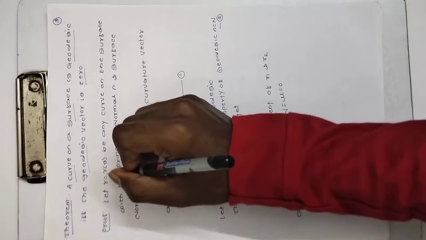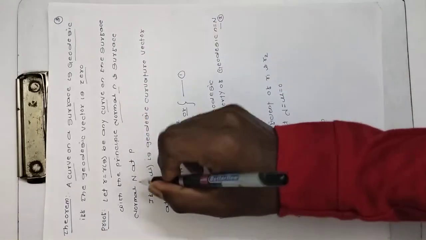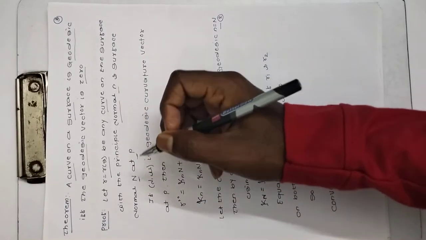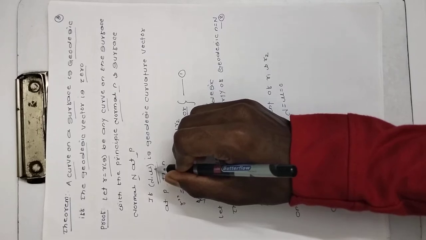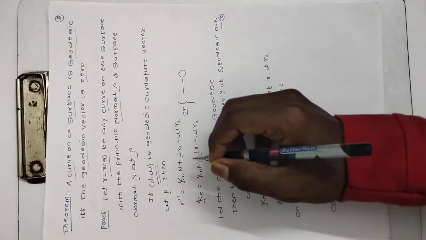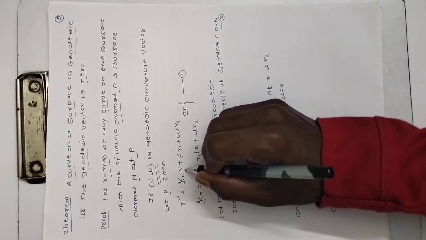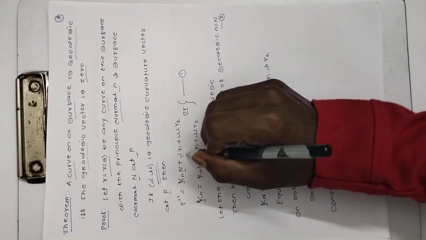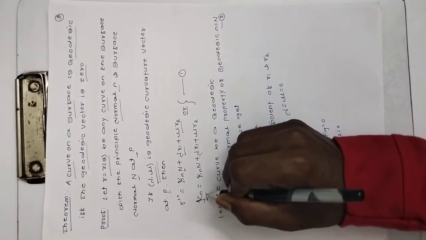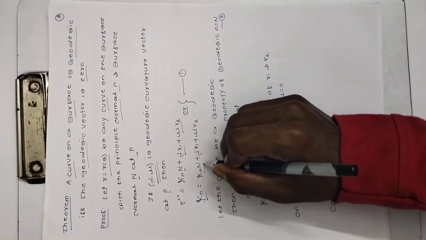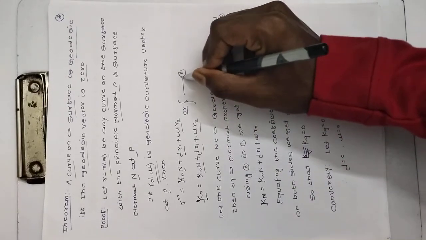Proof. Let r is equals to r of s be any curve on the surface with principal normal n and surface normal capital N at point P. If lambda and mu is the geodesic curvature of the vector at point P, then the equation is r double dash is equals to kappa of normal principal capital N plus lambda r1 plus mu r2, or it can also be written as kappa of n is equals to kappa of n into normal vector plus lambda r1 plus mu r2. Suppose this is equation 1.